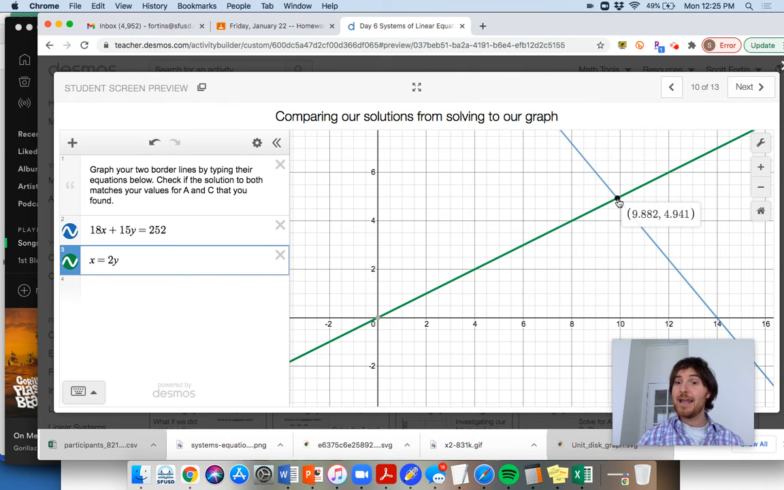And there we go, I got it. 9.88 for A and 4.94, right? I usually just round it to 2 decimal places. So I would say 9.88, 4.94. My solution's correct because where does my solution appear?